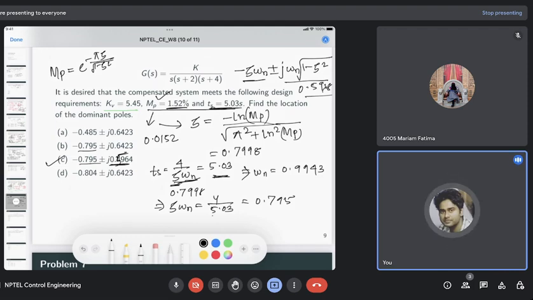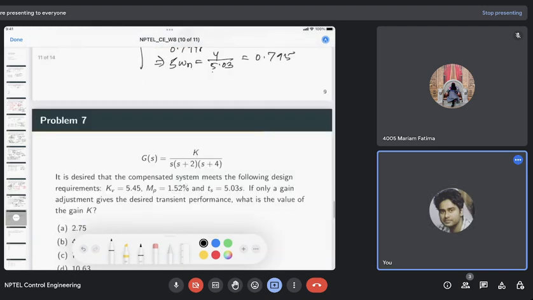So this is just a simple formula. You are given damping factor and settling time. You can always find the location of this dominant pole, the second order dominant poles. So from the maximum overshoot, you find this damping factor zeta, and from the settling time, you can find zeta omega n. Once zeta is known, you can find omega n. Once you know zeta and omega n, then this is the location of this dominant pole. So you can just simply substitute and find.